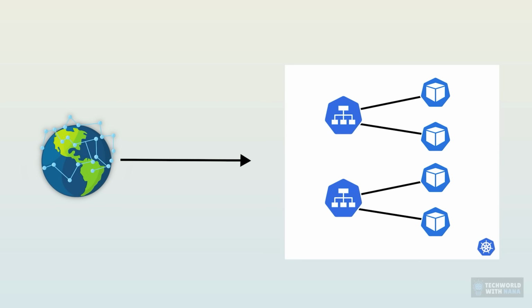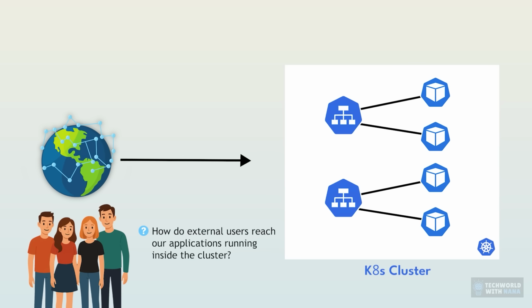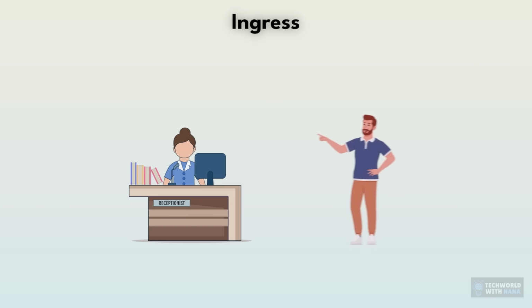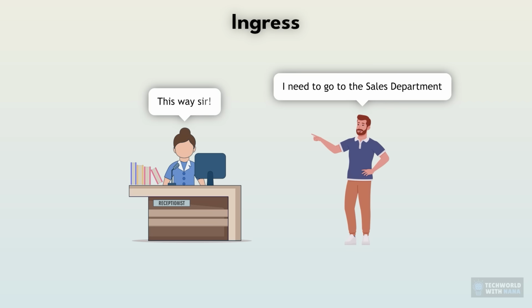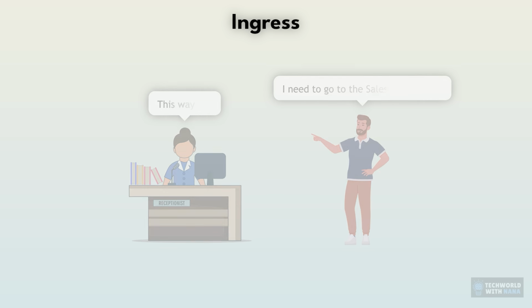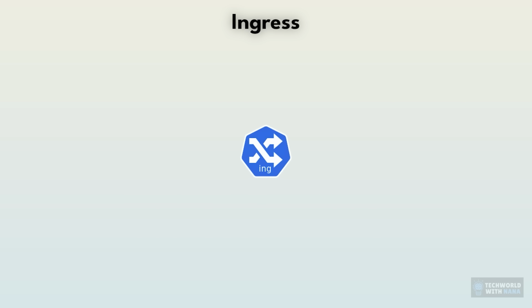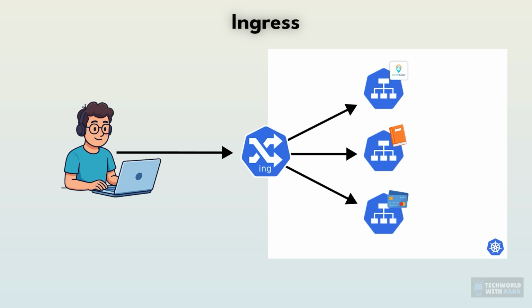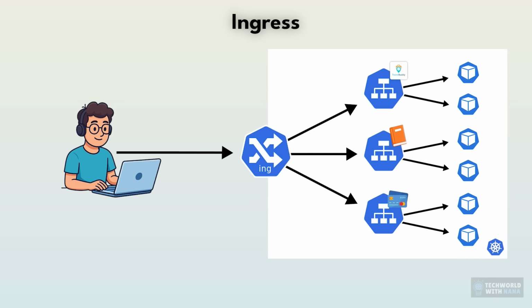Now we need to expose our application to the internet. We have multiple services running inside our cluster, so we need to think, how do external users actually reach our applications running inside the cluster? Well, we use something called ingress. So Kubernetes ingress is like a reception desk that routes visitors to the right department based on what they're asking for. So a single ingress can handle all incoming traffic into the cluster and route it to the correct service inside the cluster based on the rules that we configure.